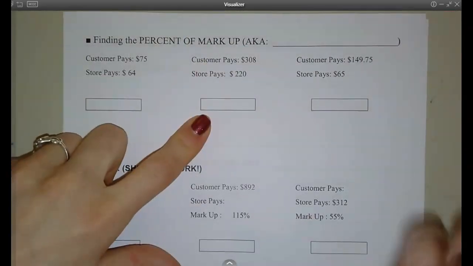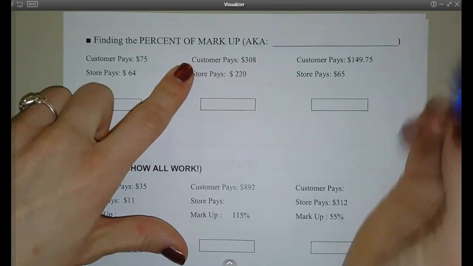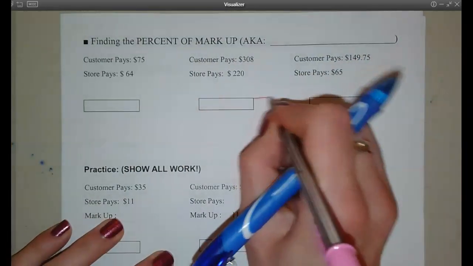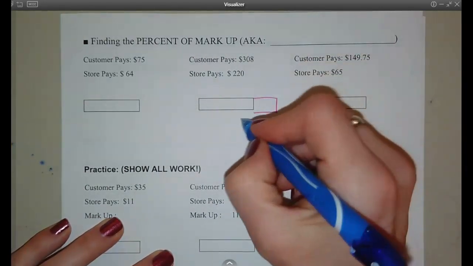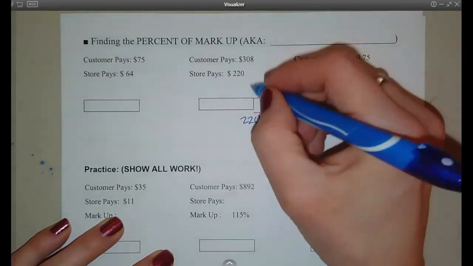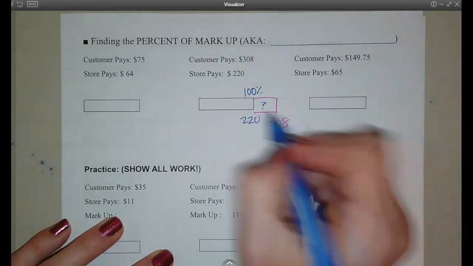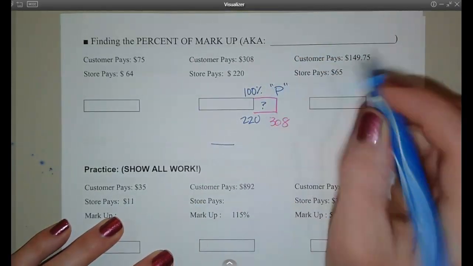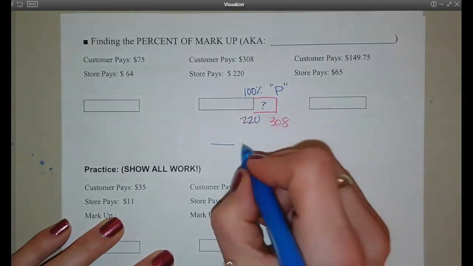Okay, I know I'm jumping to a new copy here. We're going to do one more example and then move on. So here again, customer pays 308. I have to extend my bar to show that the customer out here is at 308. The store pays 220. That's at 100%. And what I'm really looking for is how big is this extra pink part. So I'm going to solve for P and then subtract 100 to figure out just the pink.